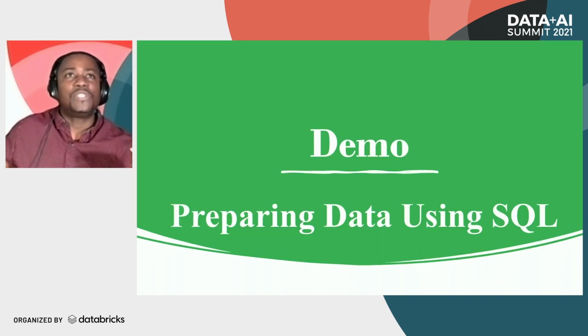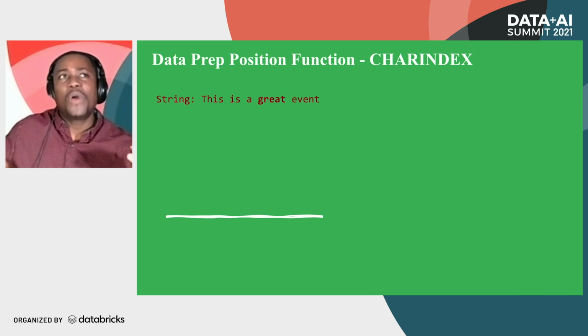Let's say, for example, you have this data. In a real case, we're going to have tons of data, correct? Business wants you to extract the grade from this: this is a great event, right? So what happened? The first thing you will need to know is where that grade is located. This is where CHARINDEX will help you.